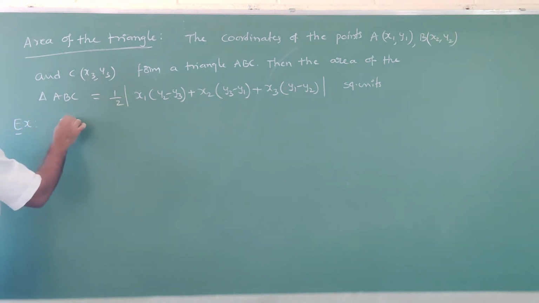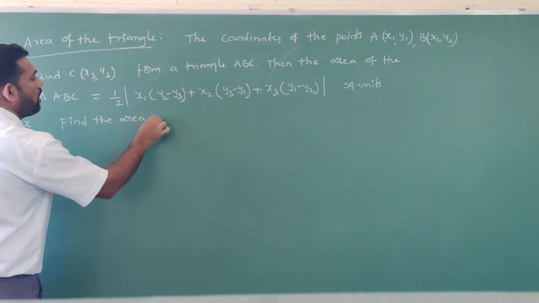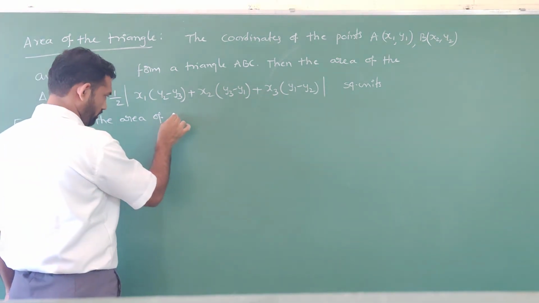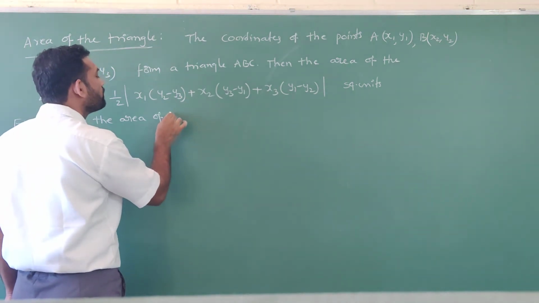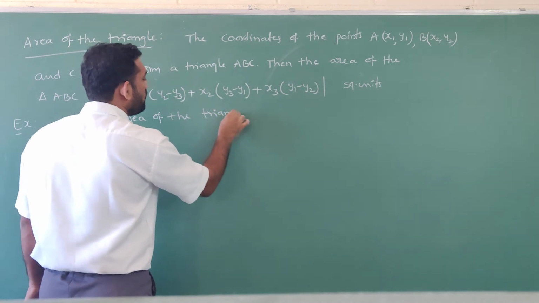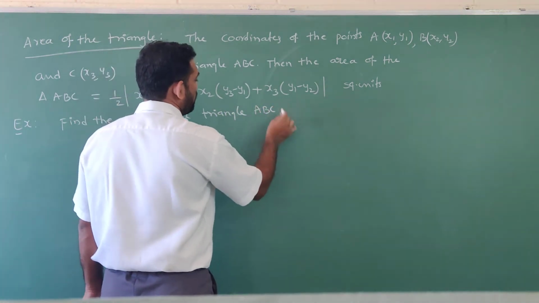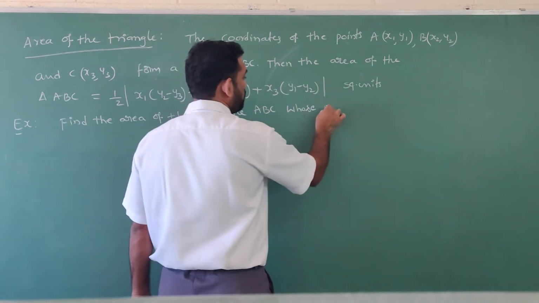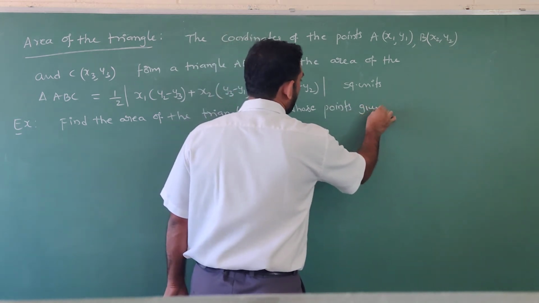Find the area of the triangle ABC whose points are given below.